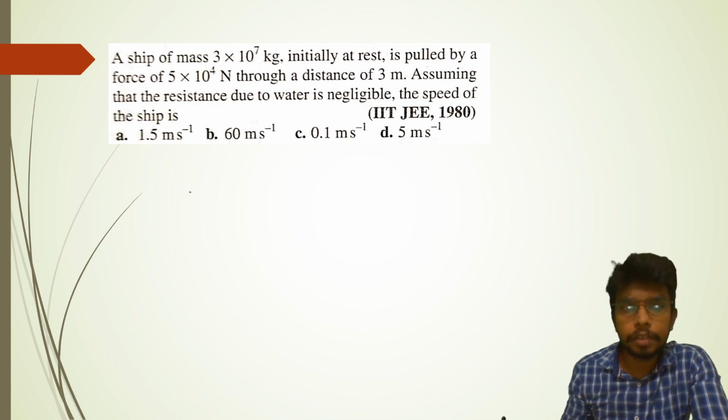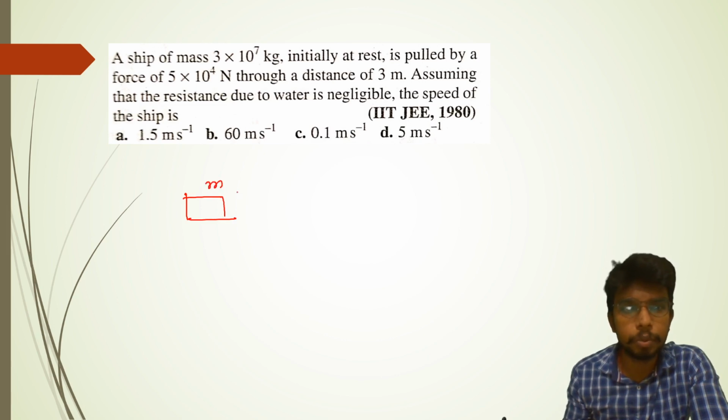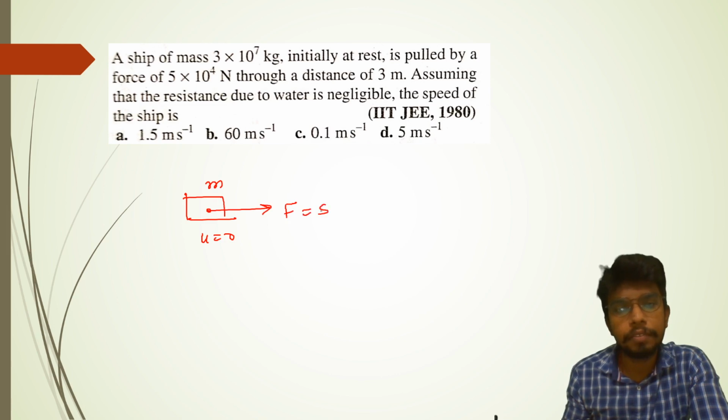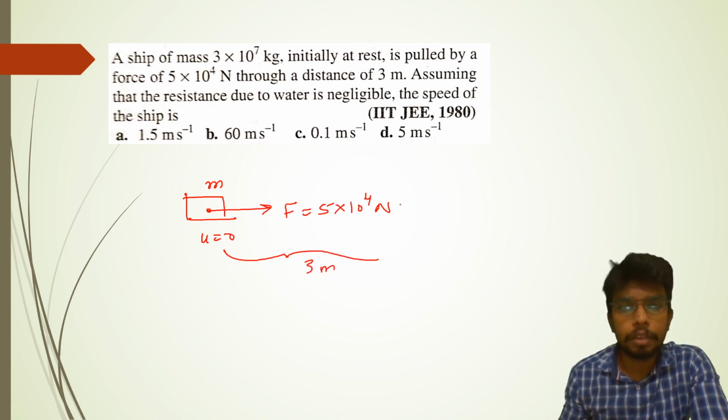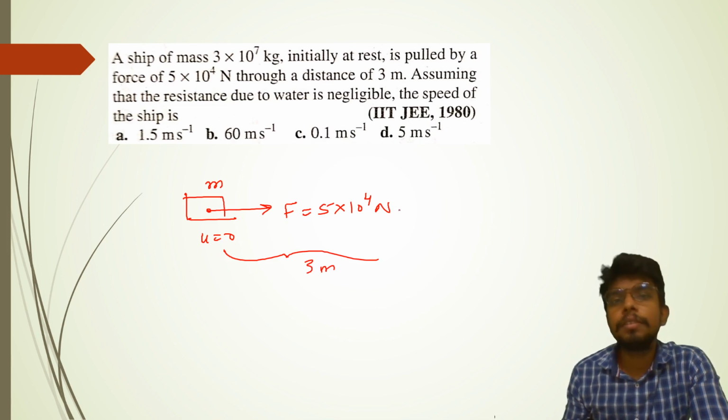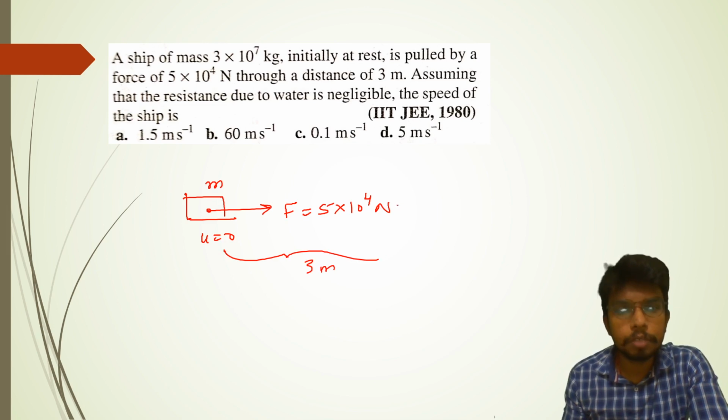So we have been given a ship, let's assume it to be some object, and it has some mass which is provided to us, and initially at rest, so u is 0, is pulled by a force of 5 into 10 to the power 4 Newton. There is a force being applied, through a distance of 3 meter, and eventually it covers a distance of, let's say, 3 meters. It comes somewhere here. Assuming that the resistance due to water is negligible, the speed of the ship is. We need to find the speed.